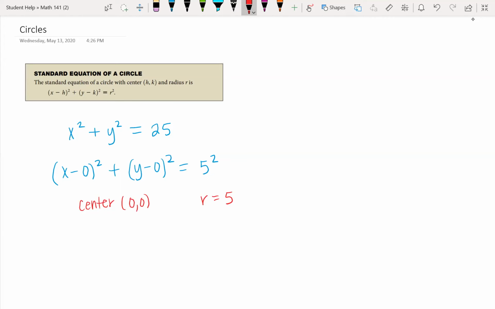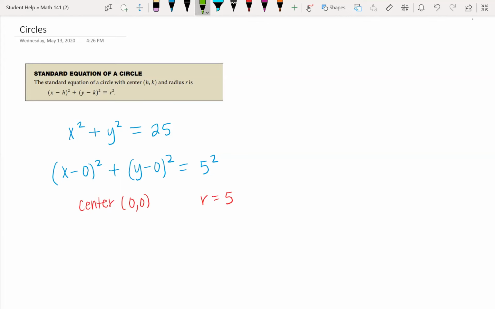We'll be talking in just a little bit about ellipses, which also have both the x squared and the y squared, but there'll be a distinction that the coefficients are not the same. In this case, they both have a coefficient of 1 in front of the x squared and the y squared.